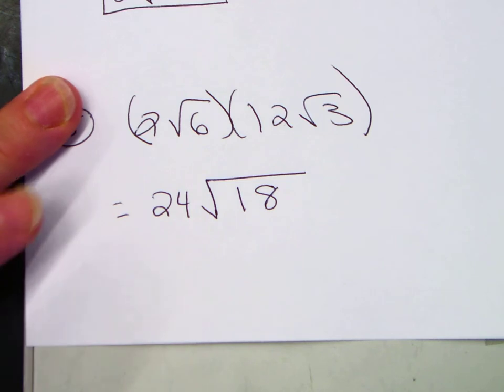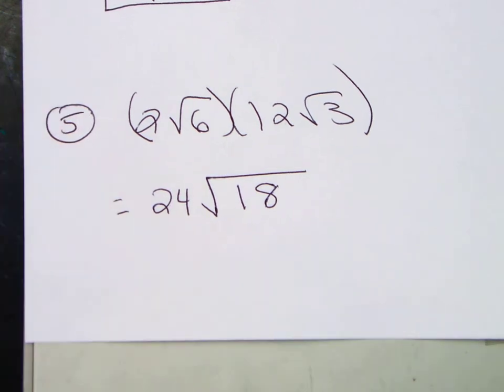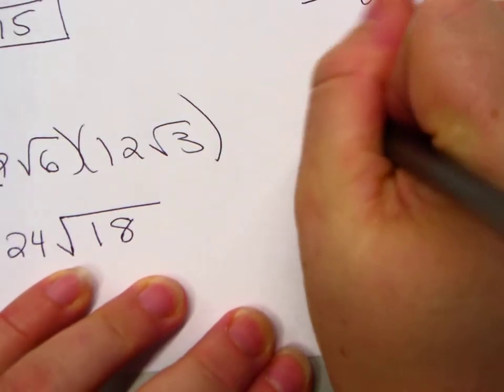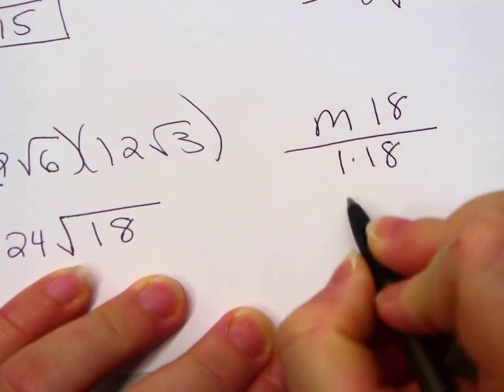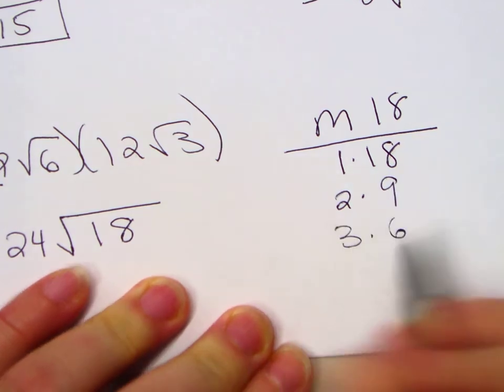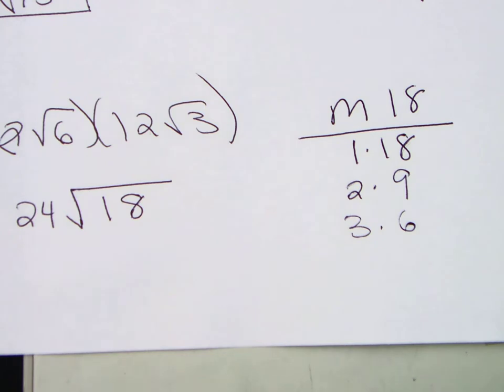Now, what was the last step in that? The steps. Simplify. Now, the first two we couldn't simplify, but 18 we can. So we have to simplify that 18. So what multiplies to 18? 1 times 18, 2 times 9, and 3 times 6. So what perfect square goes into 18? 9 and 1.